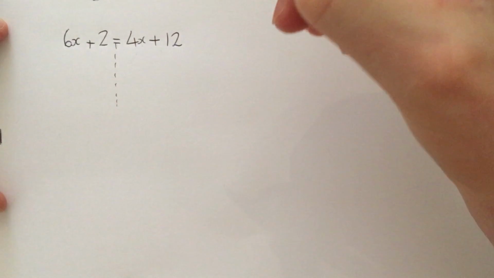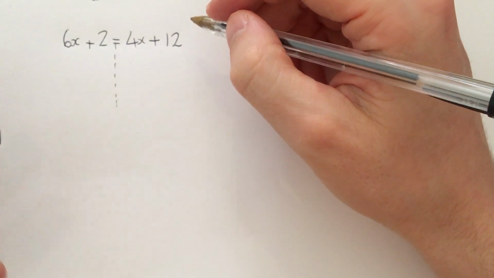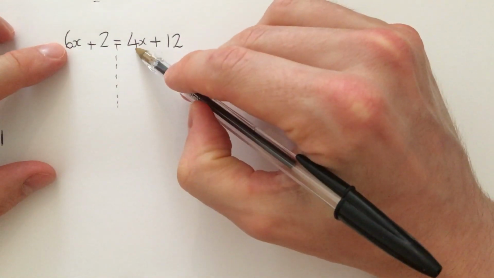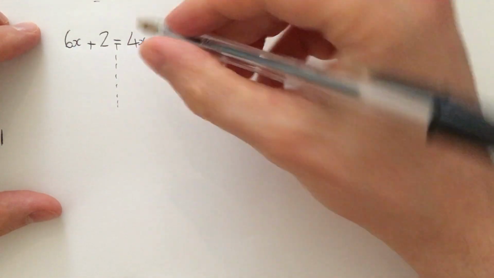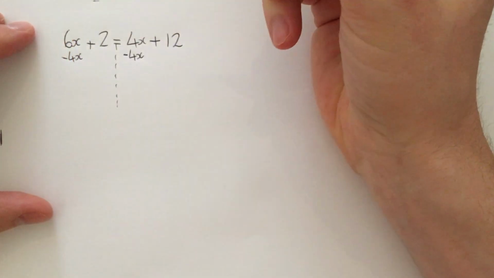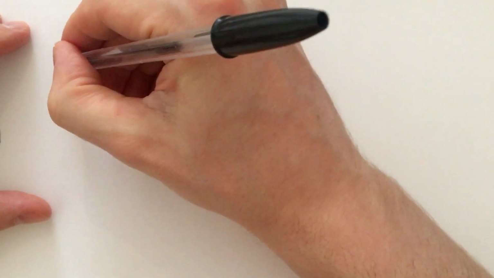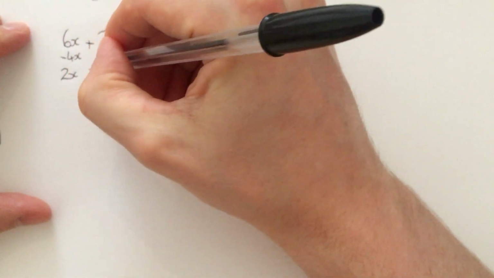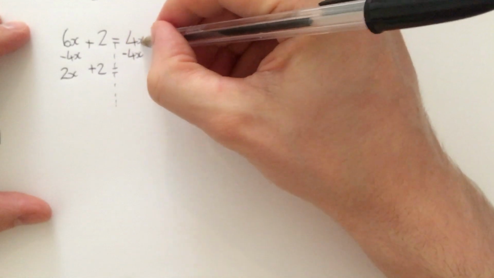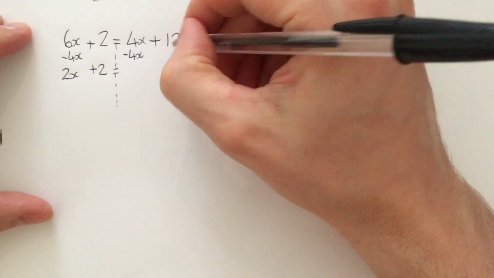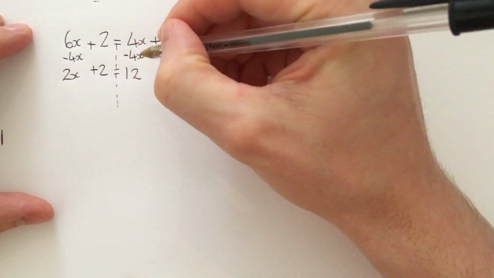Now to do that, we look at what has the smaller coefficient in front of the x. Is it the positive 6 or the positive 4? It's the positive 4. So because it says positive 4 here, I'm going to minus 4x on both sides. 6x take away 4x is 2x. Plus 2, because that hasn't changed, equals 4x take away 4x is 0. So I leave that. Positive 12, so I put the 12 here.